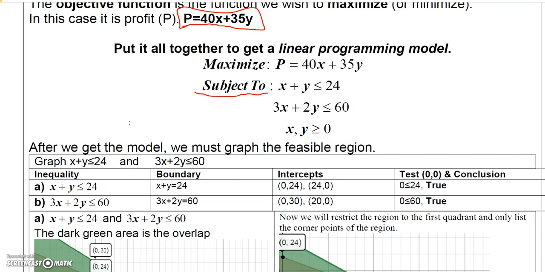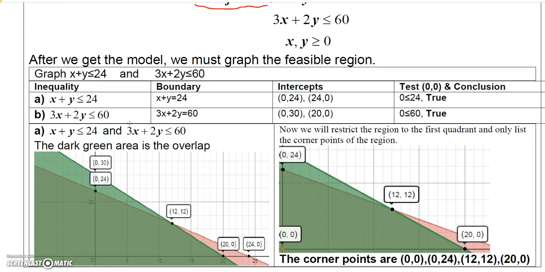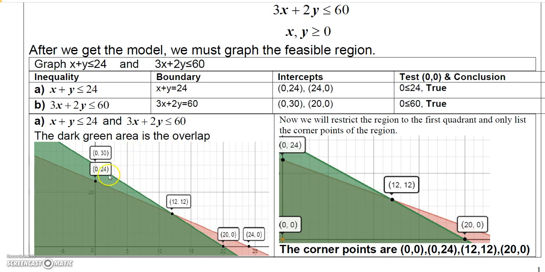Okay, now after we get the model, we need to graph the feasible region. If you were to graph the inequality x plus y is less than or equal to 24, we talked about how to do this earlier. You find the intercepts. So we would have 0, 24, which is right here, and then 24, 0, which is right here. Then we draw a line that connects the two, and we would shade either this side or this side.